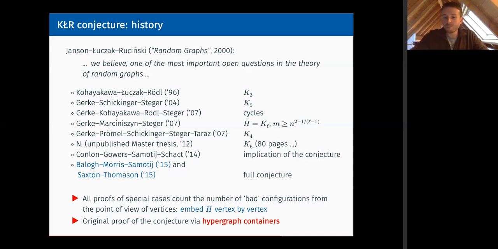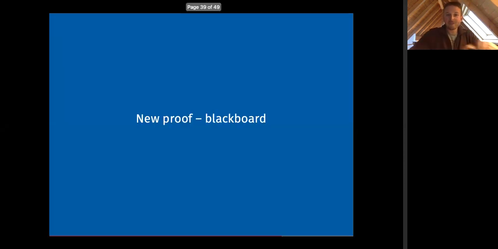So the goal of the new proof is to give a more accessible and more direct proof, which one could have had, and which, for example, I should have come up with in my master thesis instead of doing the K6 case in 80 pages. Okay, so let me move to the notepad.